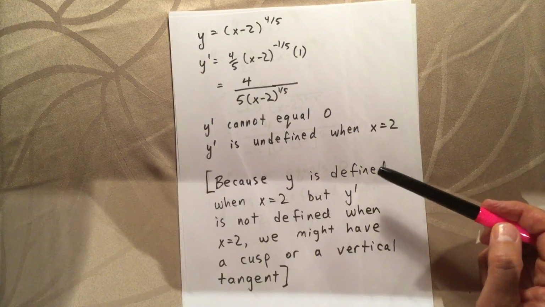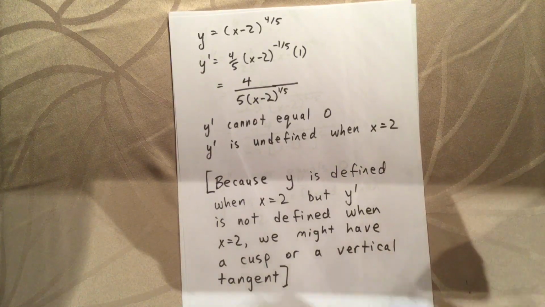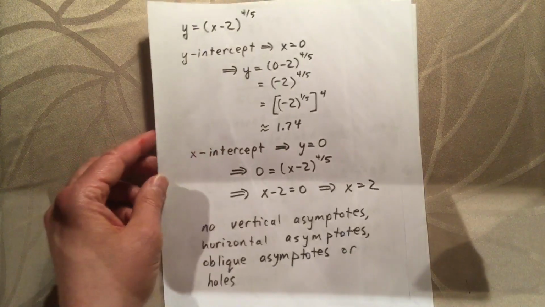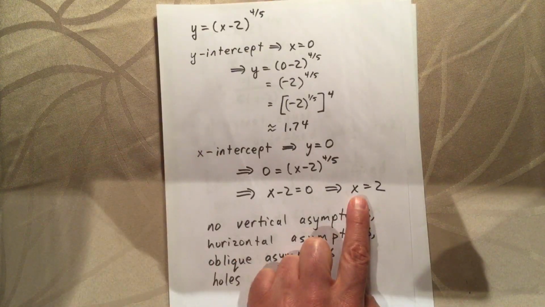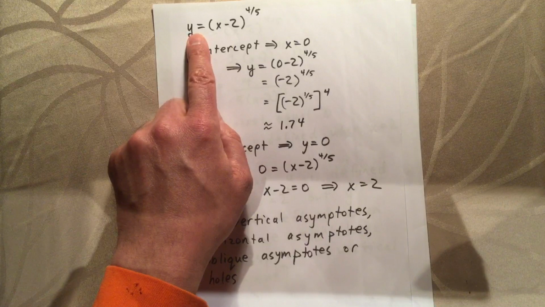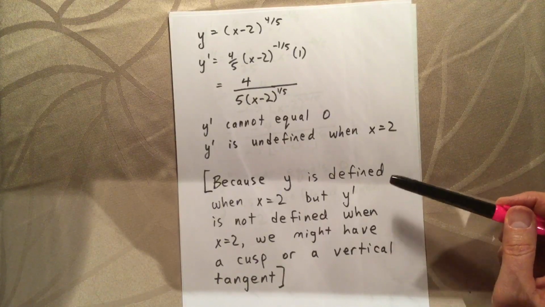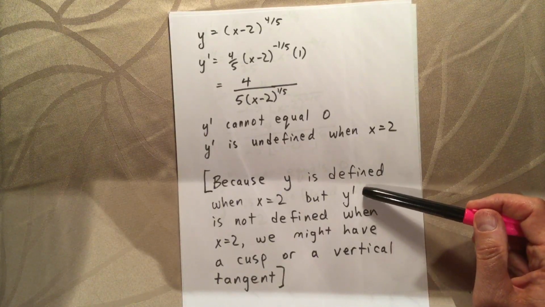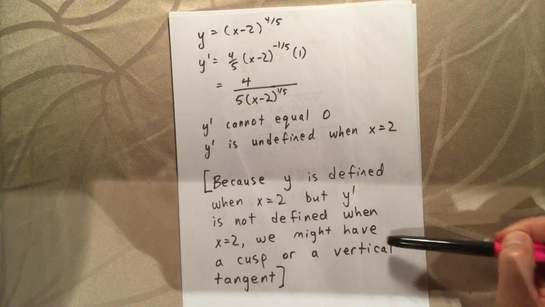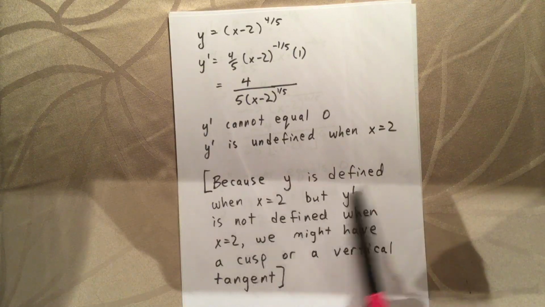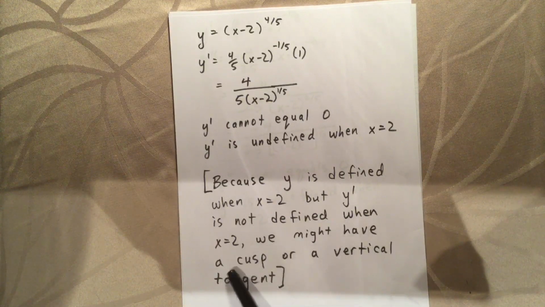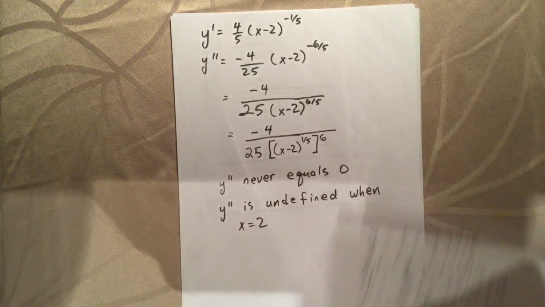Note that y prime is undefined when x equals 2, but y is defined when x equals 2. When x equals 2, y is 0. When the y value is defined at a given x value but the derivative is undefined, right away we think we might have a cusp or a vertical tangent. It's worth keeping that in the back of our mind.